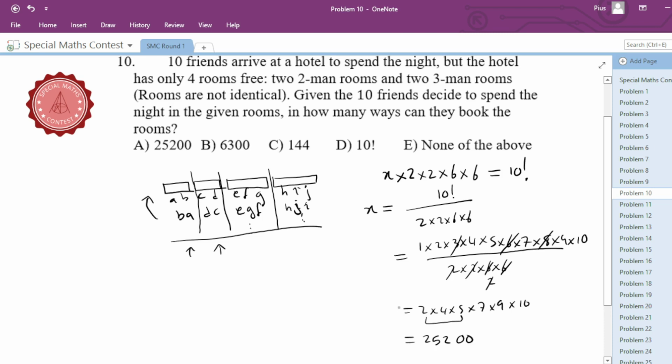We just add 2 more zeros, and that means the right option here is option A.